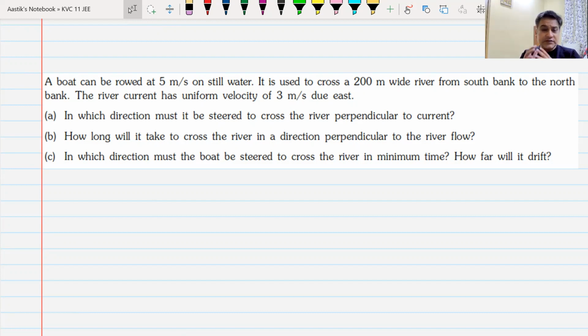So first case, he wants to cross the river perpendicular to the current. How long will it take to cross the river in a direction perpendicular to river flow? In which direction must the boat be steered to cross the river in the minimum time? I hope you understand the language of this question. That is why this question was given, so that you don't get confused as to what is being asked and what you need to do. So here is the question for you. Let's see who gives me the answer.